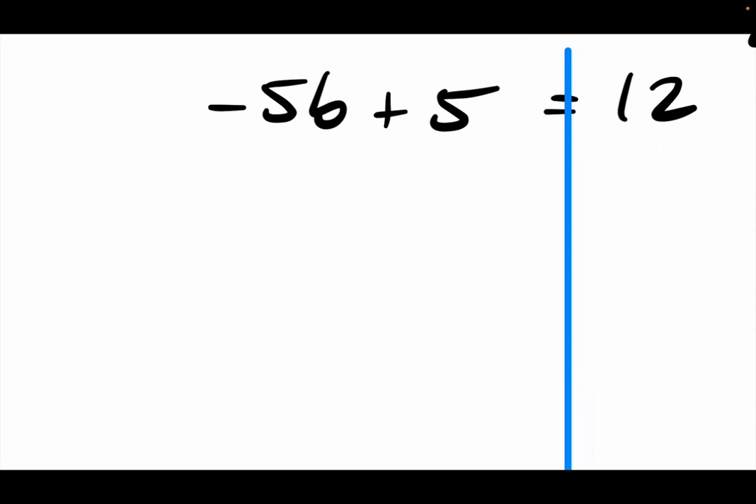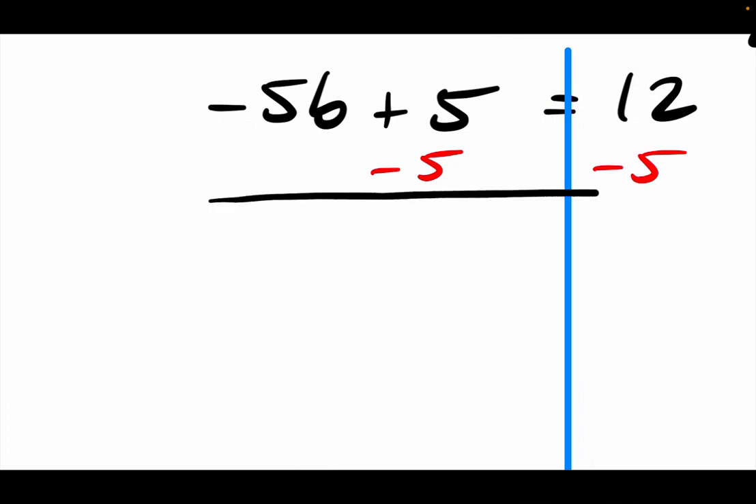So this negative 5b is being added with 5, right? So what's the opposite of adding? Subtracting. So I'm going to subtract 5. 5 minus 5 goes away. 12 minus 5 is 7.